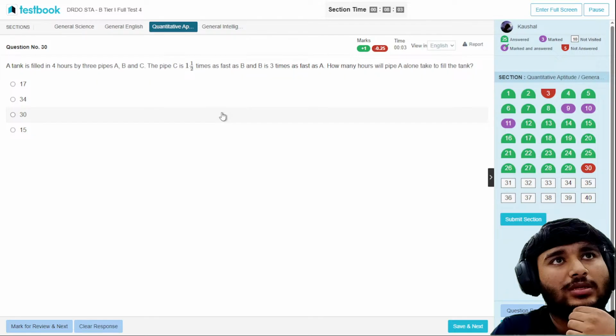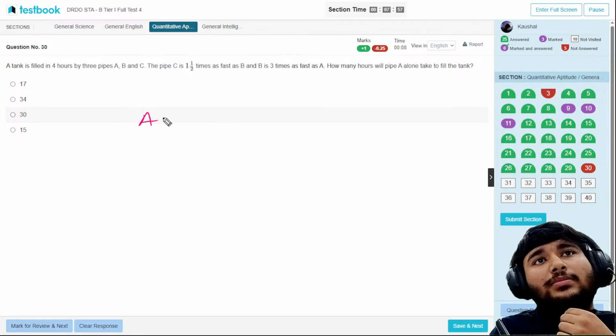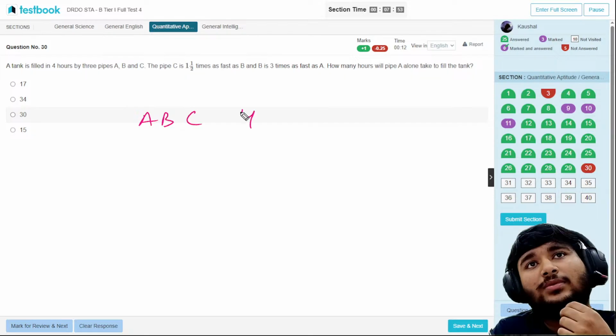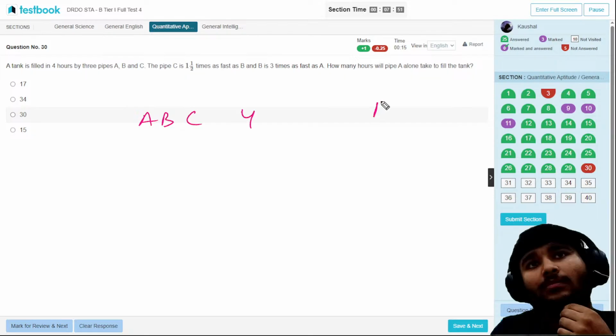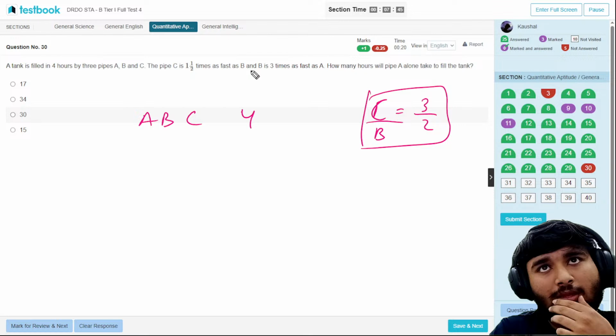A tank fills 4 hours ABC. Tank is filled in 4 hours by pipes A, B, C. If C is 1.5 times faster than B, and B is as fast as A.